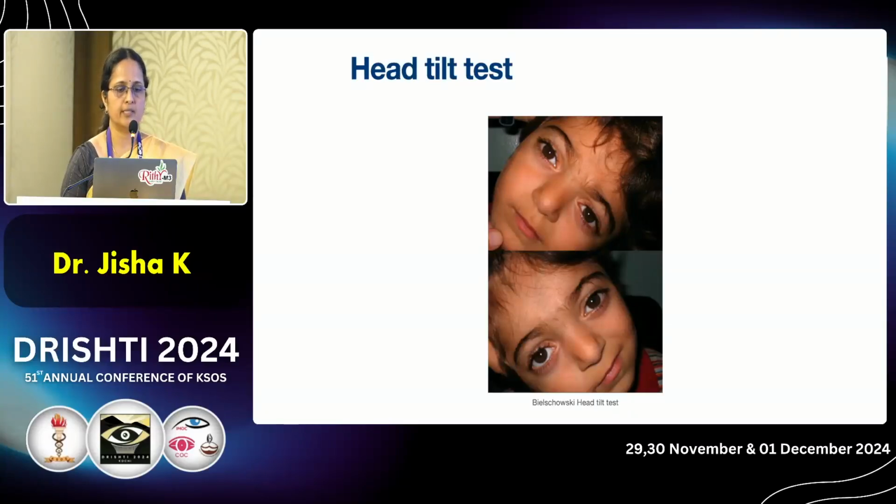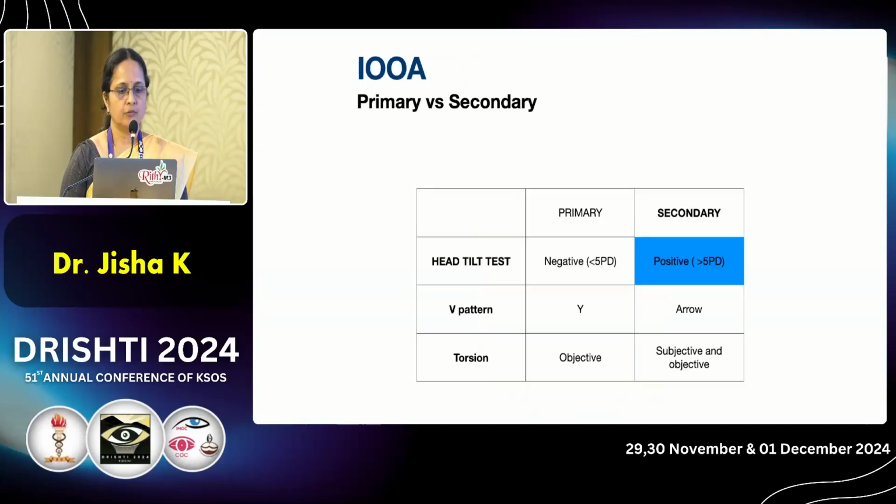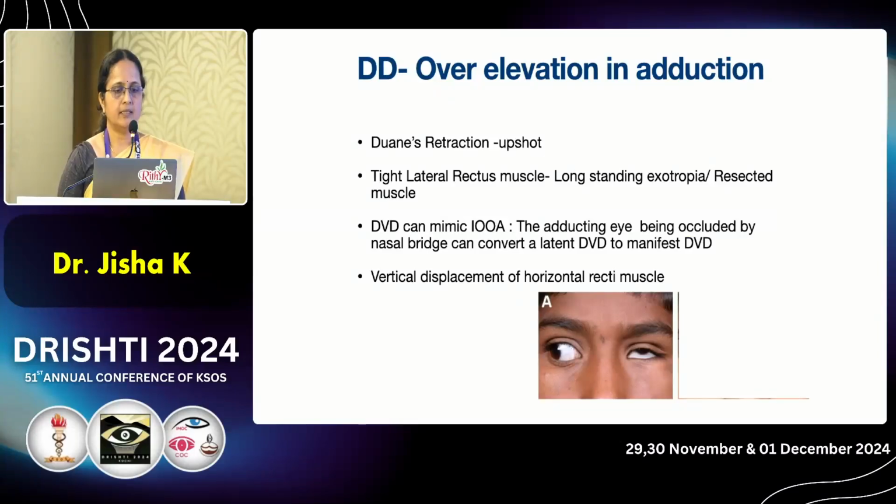The most important diagnostic test is the head tilt test. You have to measure the vertical deviation in the primary position by tilting the head to the right and then to the left. If the deviation is more than 5 prism diopters, it is diagnostic of a secondary inferior oblique overaction. Of course, you can look for other points also, like the pattern. It is a sort of Y pattern in a primary inferior oblique overaction and an arrow pattern in a secondary inferior oblique overaction. And is it the only diagnosis when the eye is over-elevating in adduction?